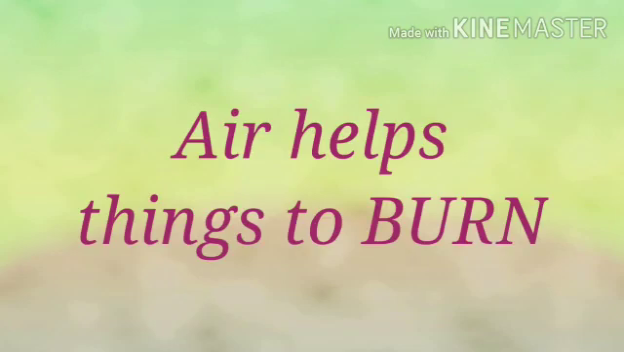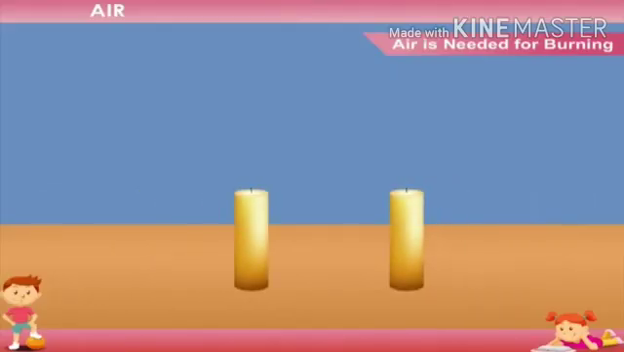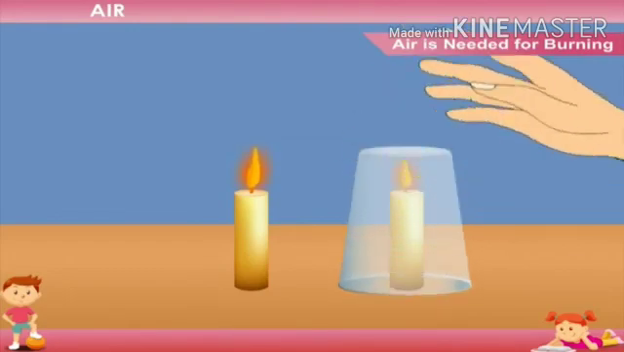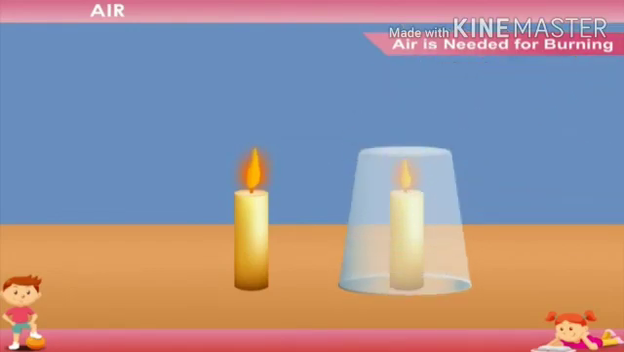The third characteristic of air is air helps things to burn. Let us see one small experiment. Take two candles, fix them on the table and light the candles. Now cover one of the candles with the glass tumbler. What happens? After some time you will see that the candle covered by the tumbler goes off. Why children? That candle covered with the tumbler could not get air to burn. So a thing keeps burning only when it gets air.